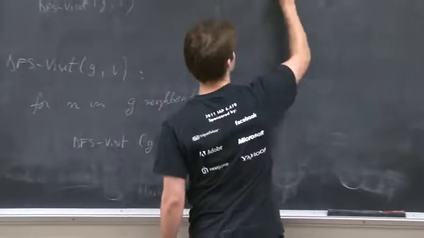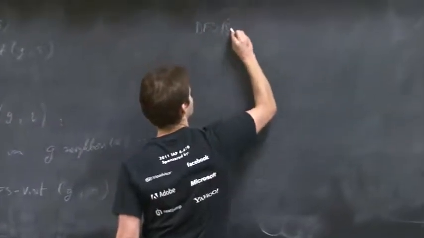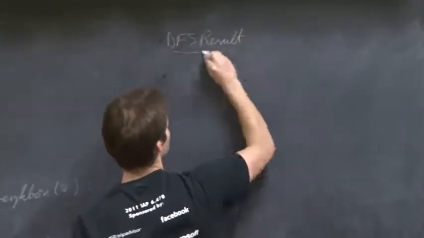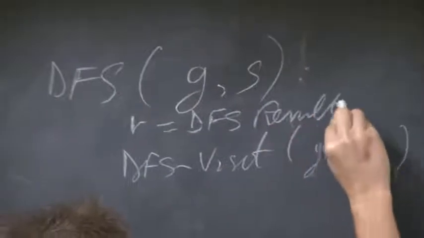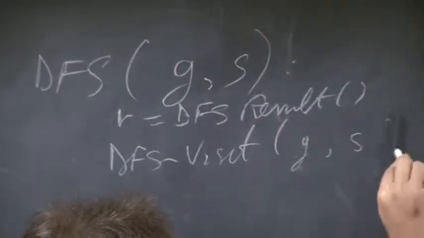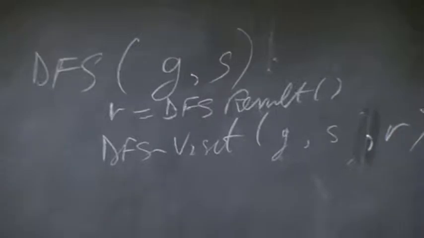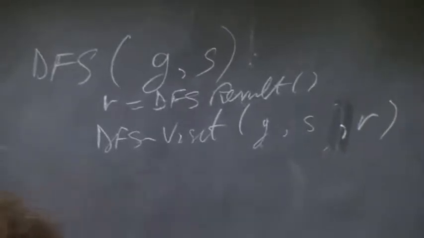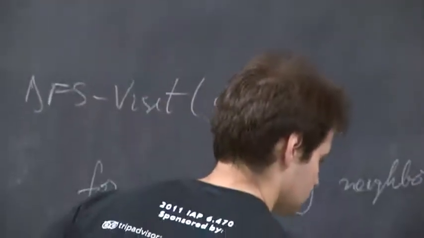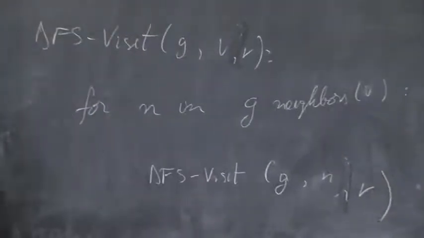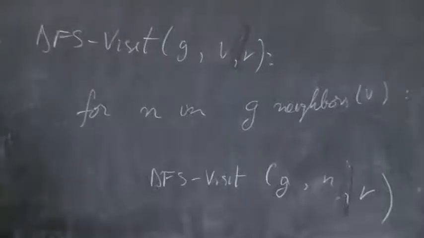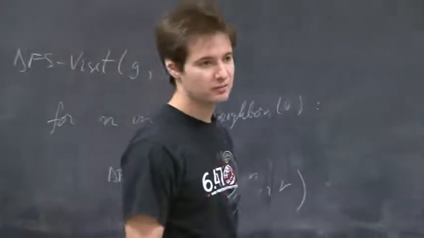So I have an object, DFS result, and we're going to figure out what we put in it. But at the beginning of DFS, I'm going to create a new object, and then I'm going to pass it on to DFS visit. So now we have a drawer where we can put everything we want. So let's keep track of the visited information here.